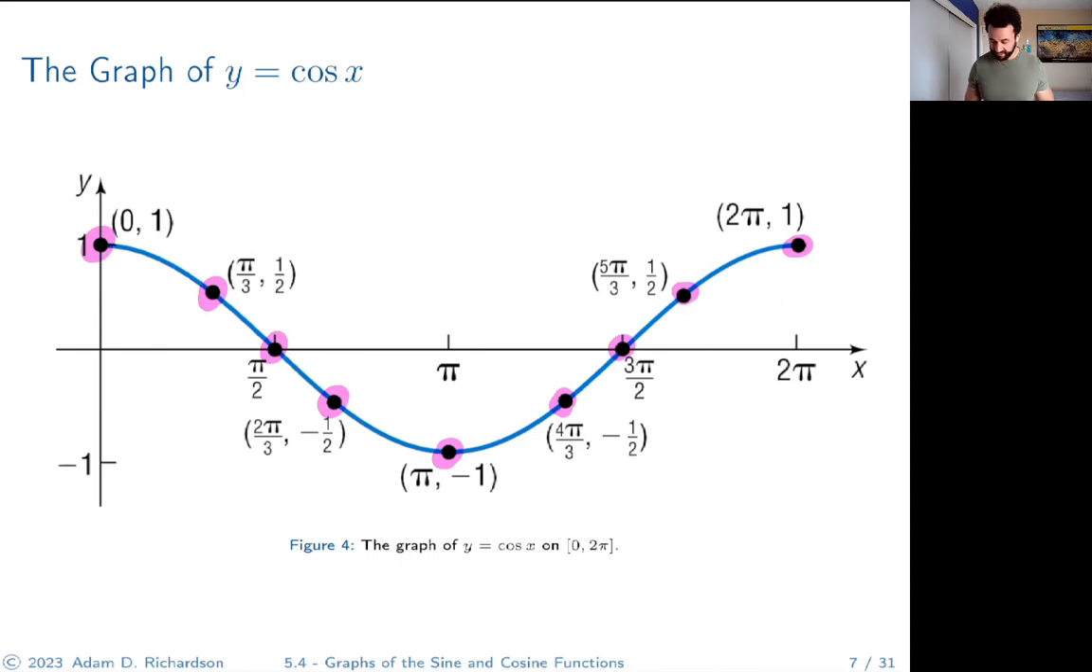All right, and that's the idea. So just like before, that's one period of the cosine function. And if you want to graph the function on the entire real line, you just duplicate the graph of this period for every other period that's 2 pi in length.